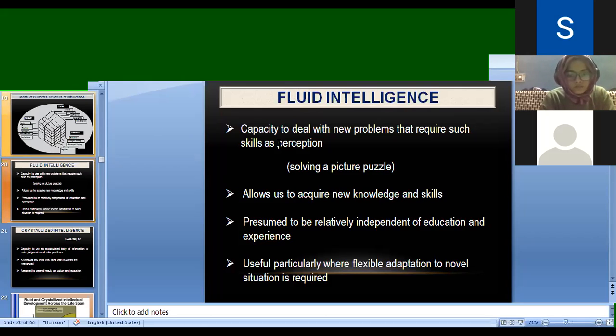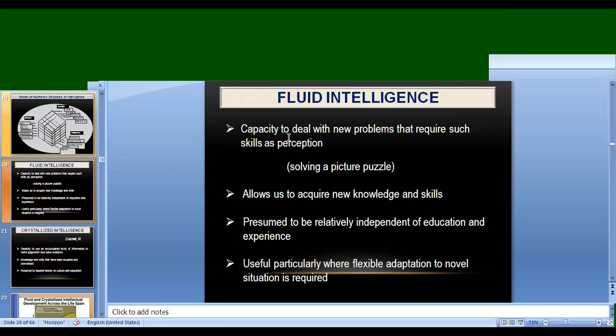Now, fluid intelligence is the capacity to deal with new problems that require such skills as perception and solving picture puzzles. At this age, all of you are good at this. It allows you to acquire new knowledge and skills, presumed to be relatively independent of education and experience, and is particularly useful where flexible adaptation to novel situations is required. If you are put into a new situation, you can adapt to it much faster than a person who is low on fluid intelligence.